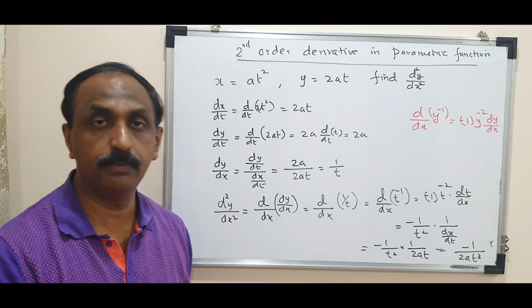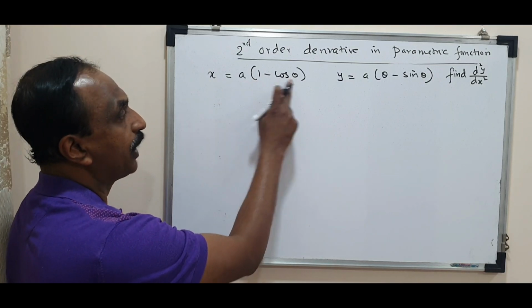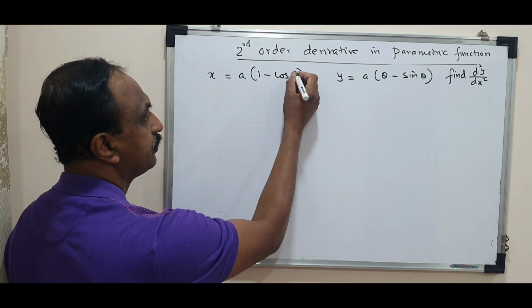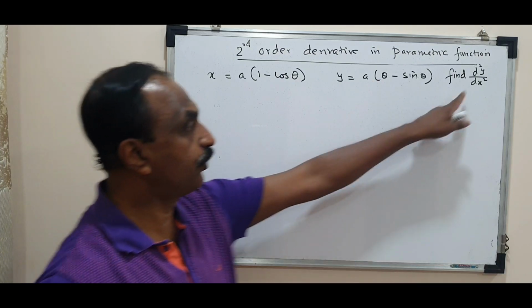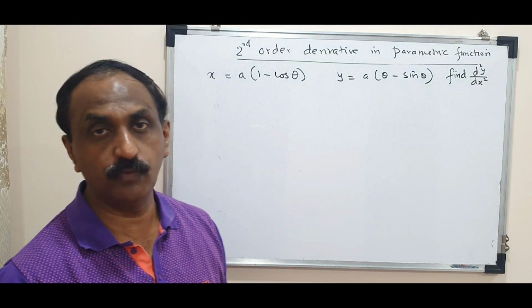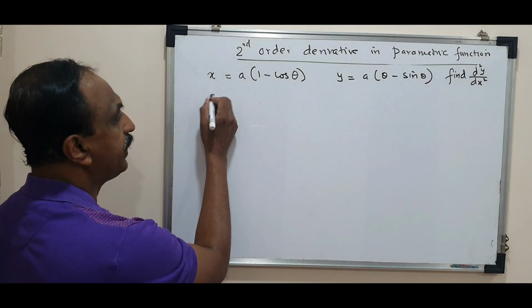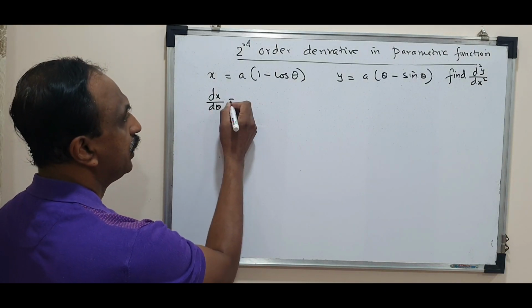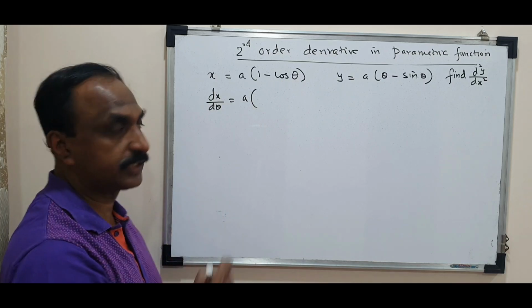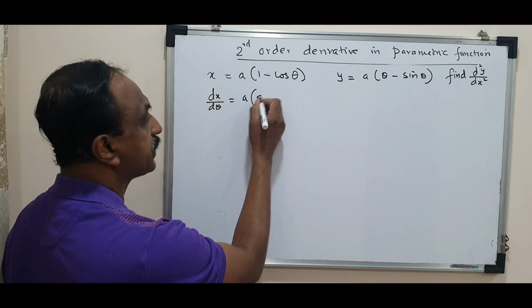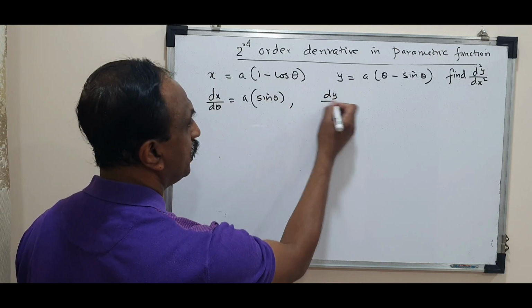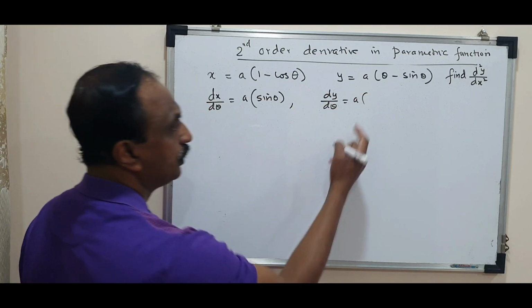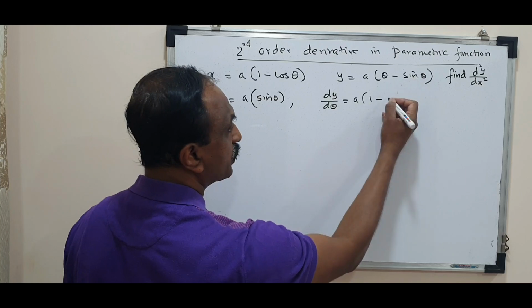Let's try one more problem in this. Now we have x is a into 1 minus cos theta and y is equal to a into theta minus sin theta. What do you have to find? The second order derivative, d2y by dx2. So first I'll find dx by d theta. a into the derivative of 1 is 0, minus cos theta gives sin theta. Then I'll calculate dy by d theta. dy by d theta is a into the derivative of theta, which is 1, minus the derivative of sin theta, which is cos theta.